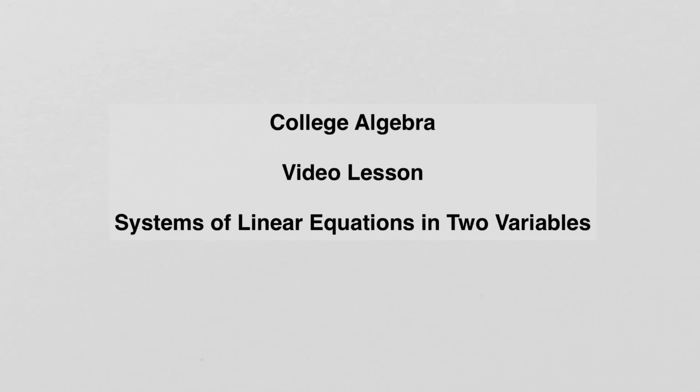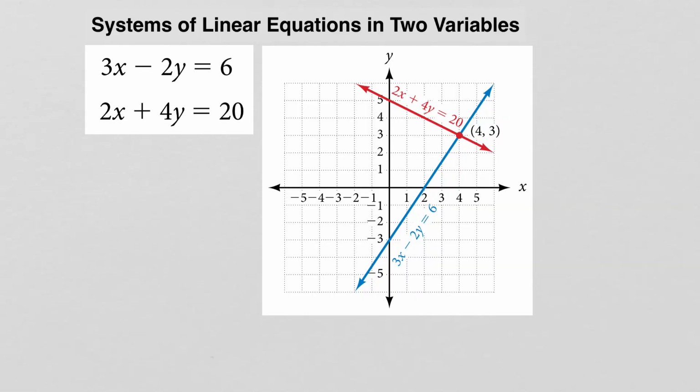Systems of linear equations in two variables. A system of linear equations in two variables is simply two equations in two variables that are linear. So here's an example. 3x minus 2y equals 6 is a linear equation because both x and y are raised to the first power. And 2x plus 4y equals 20 is also a linear equation for the same reason.